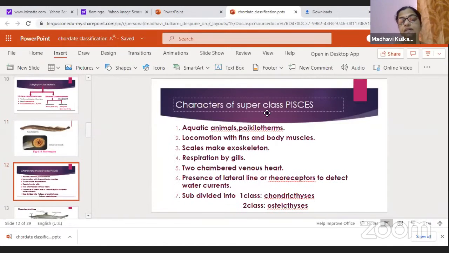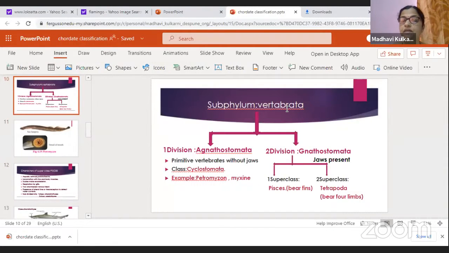Next, characters of the superclass Pisces. Here, the subphylum Vertebrata is now divided into the second division, Gnathostomata. In Gnathostomata, true jaw-bearing animals are present, and this Gnathostomata is divided into two superclasses. The first superclass is Pisces. Their peculiarity is that they have fins for locomotion, while the second superclass is Tetrapoda. Tetra means four, poda means leg. They bear four limbs. First, we'll study the superclass Pisces.